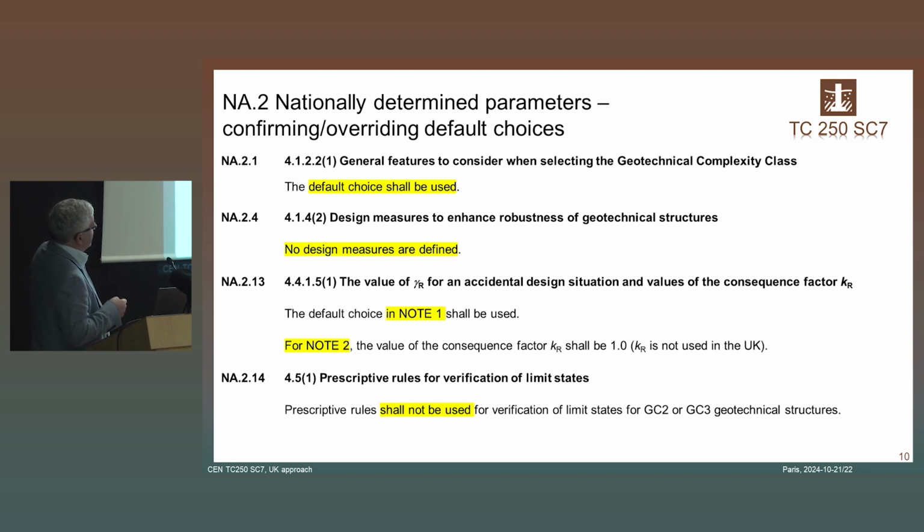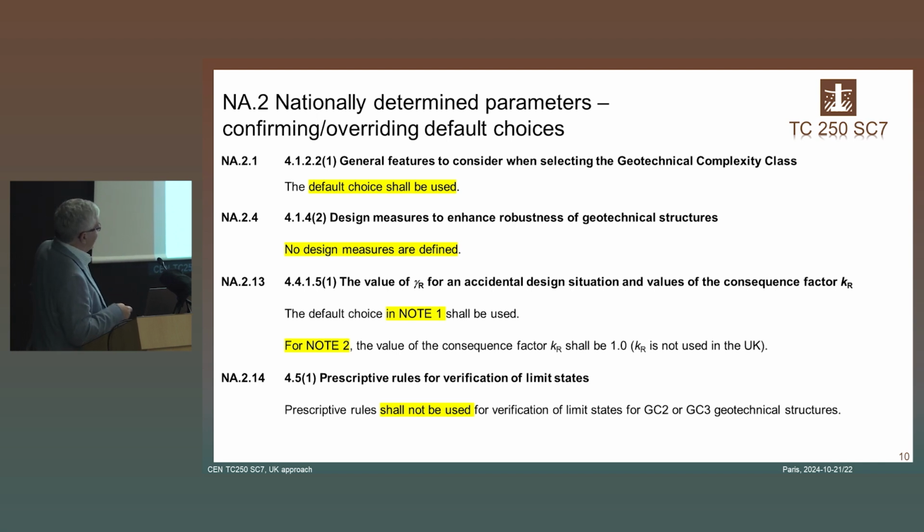Where there are openings given in the Eurocode for additional information to be given, so design measures to enhance robustness, we are not adding any additional information, so we've just said no design measures are defined. Okay. Where in some places we have the complication that we have more than one NDP under a paragraph. Remember, the NDPs are given in notes, and some notes have more than one NDP in them, and some notes have NDPs and some don't.